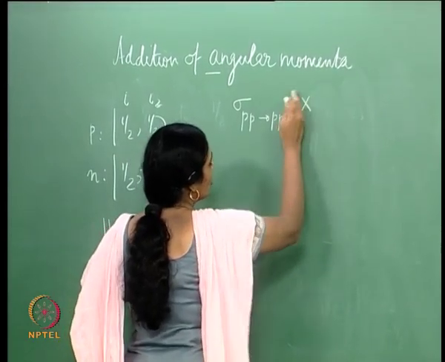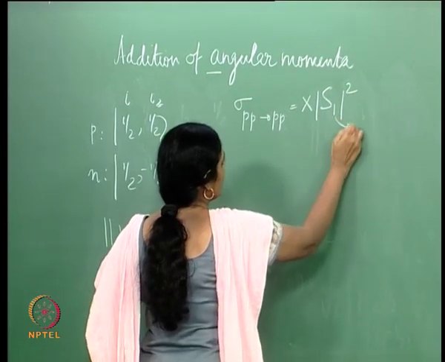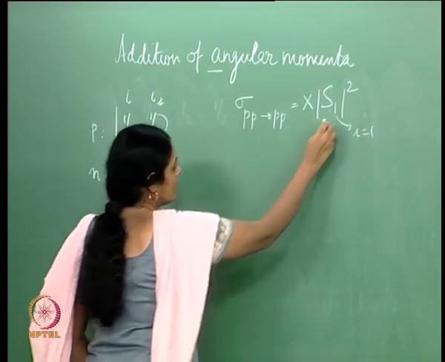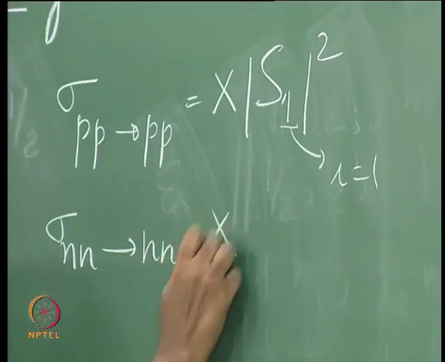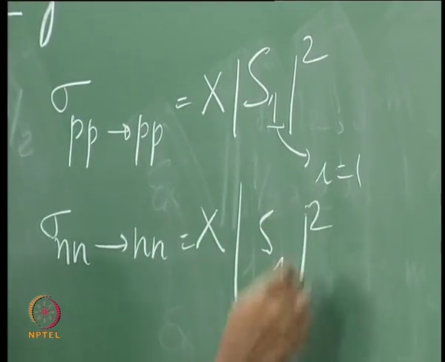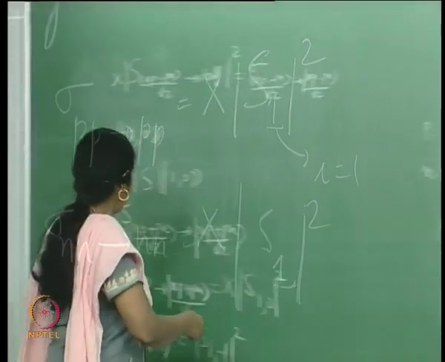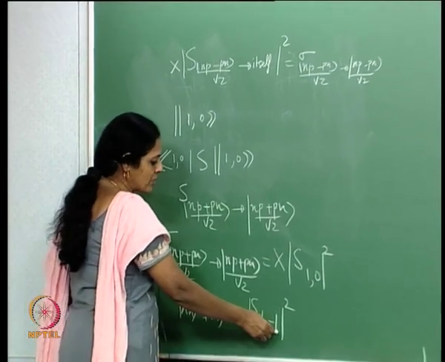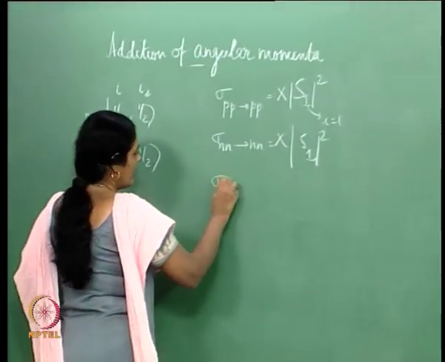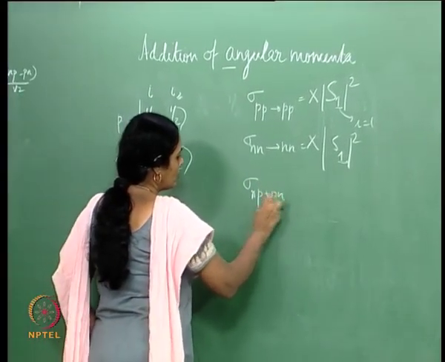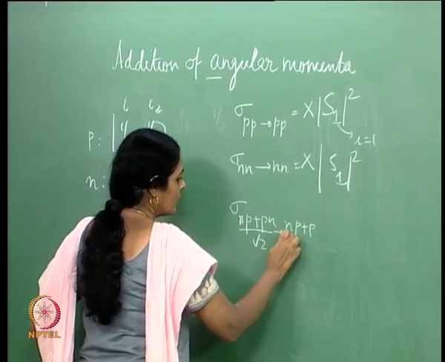is an overall constant times S1 mod squared. This one stands for I equals 1. Sigma nn going to nn, it's the same S1 mod squared. The only difference being that this is the 1, minus 1 state, but as I said, the second index does not matter within an isomultiplet, and sigma np plus pn by root 2, which is the I equals 1 combination going to itself.